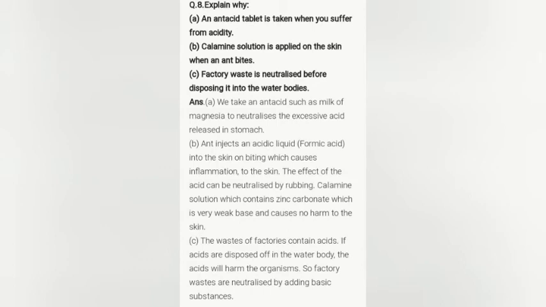When you suffer from acidity, we take antacids such as milk of magnesia to neutralize the excess acid released in the stomach. Calamine solution is applied on the skin after ant bites, which cause inflammation to the skin. The effect of rubbing calamine solution will be zinc carbonate, which is a very weak base and causes no harm to the skin. Factory waste is neutralized before disposing it into water bodies.